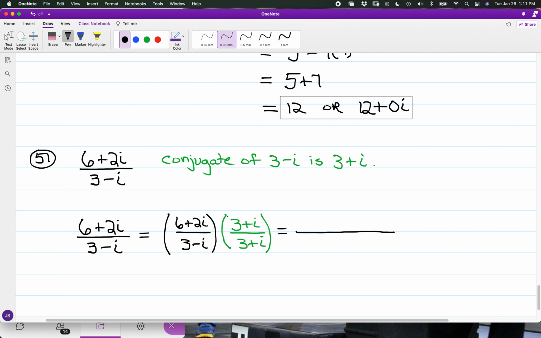okay, so I got 6 times 3 is 18. And I got plus 6i plus another 6i. Last, we have 2i squared. And we have in the denominator, okay, so we're going to have 9, and the outside and inside products are going to cancel each other, so plus 3i minus 3i, and we have minus i squared.